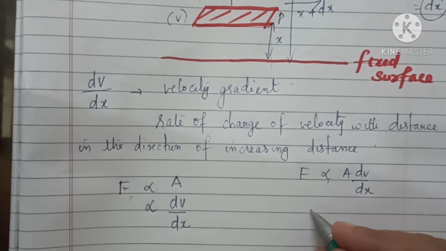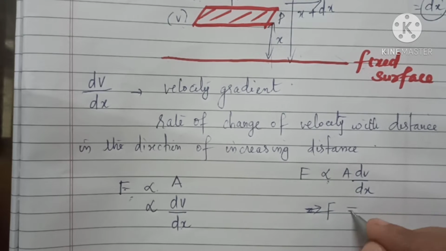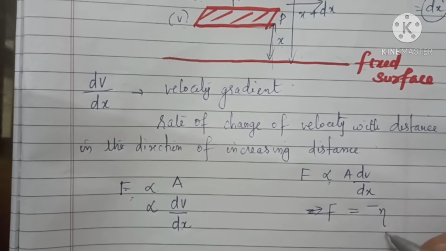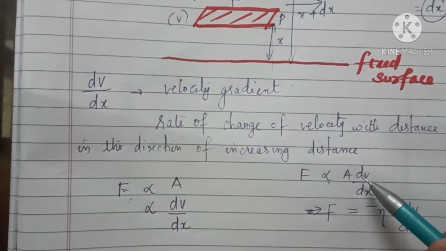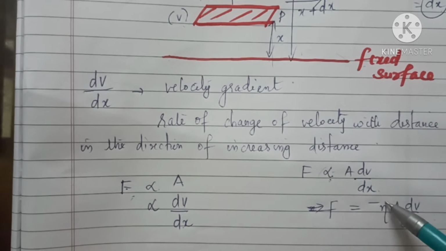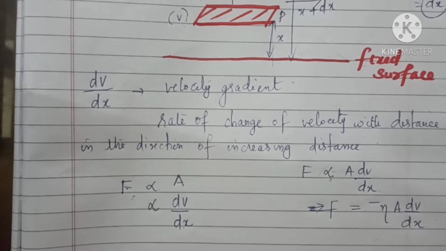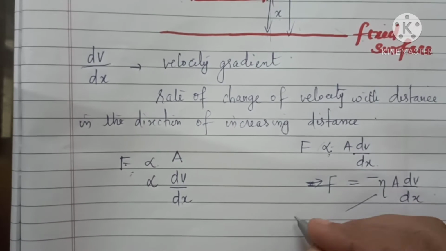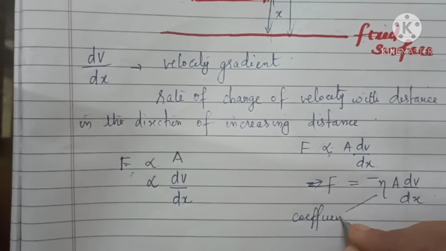So this constant of proportionality can be introduced so that F is equal to minus eta A dV by dx. Understood? F proportional to A dV by dx, and by combining these two, the sign can be changed by multiplying with a constant which is minus eta. So F is equal to minus eta A dV by dx. Then what is this eta? This eta is called the coefficient of viscosity.